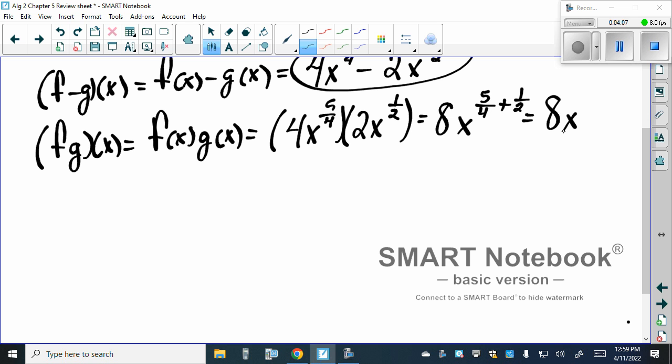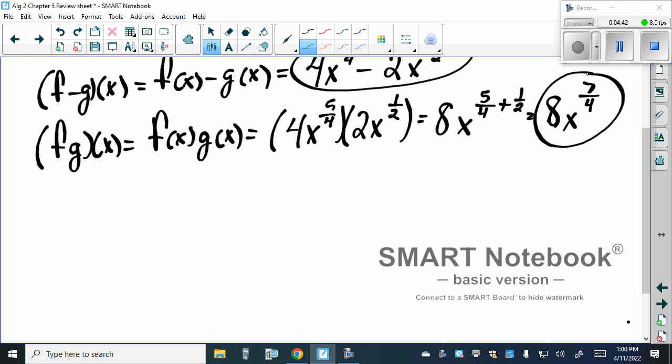Now we can do 5/4 plus 1/2 in the calculator. Because for us to add, we have to have like bases. And if we plug that in, we would get 7/4. So for f times g of x, we get 8x to the 7/4. And that's all we would need to do for this here. We got it. One more. Any other questions on f times g of x?